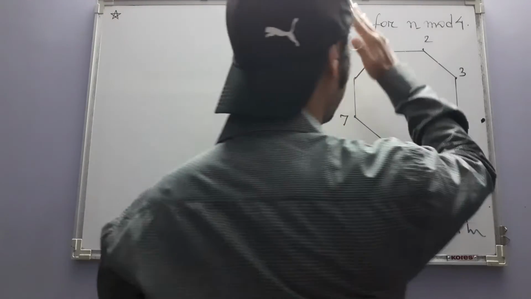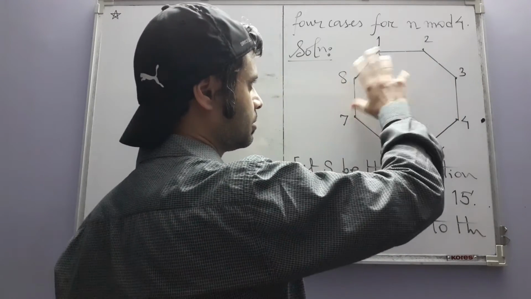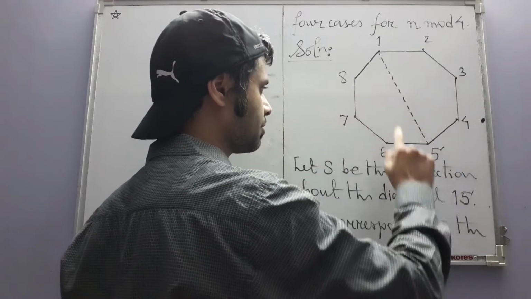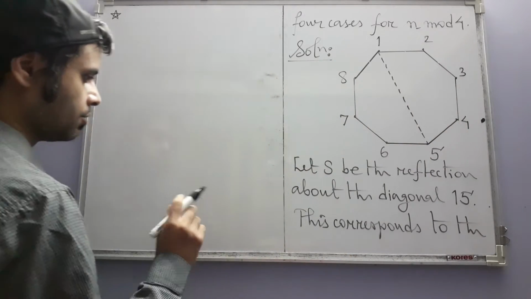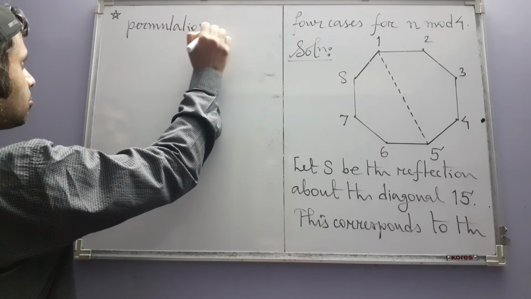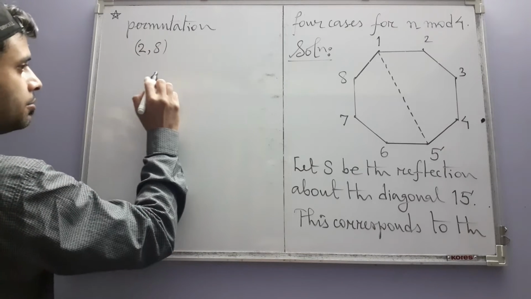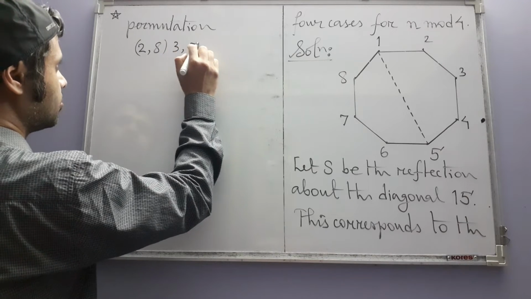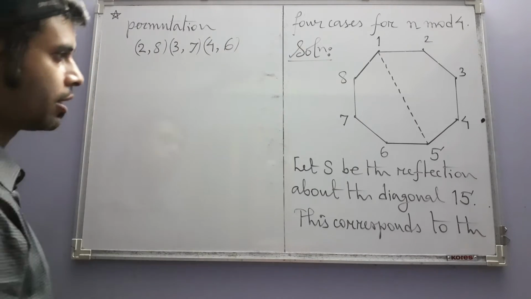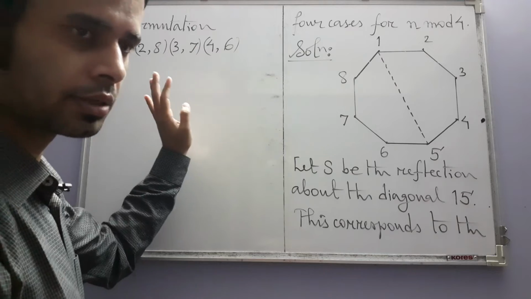Okay, so now if you reflect your figure about this line, then you can clearly see, because it's a regular polygon, 2 and 8 will interchange their places, 3 and 7 will do so, and 4 and 6. So this corresponds to this permutation: (2 8), then (3 7), then (4 6). It's not necessary to write them in any particular order, because you can change the order. The permutation will not change. They are disjoint cycles, so they commute amongst themselves.